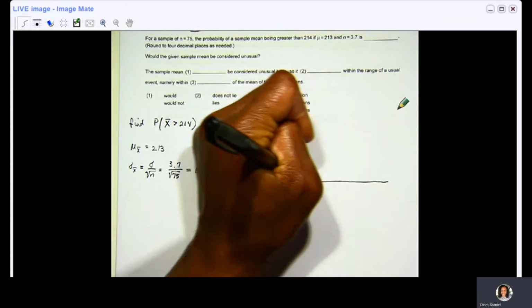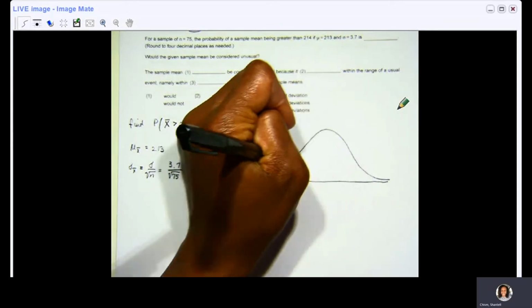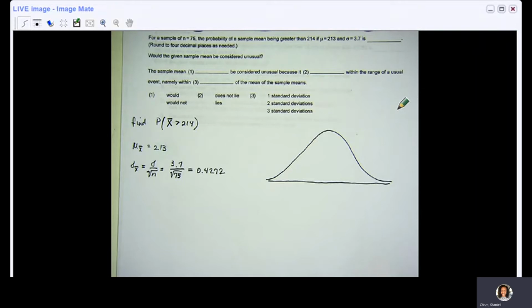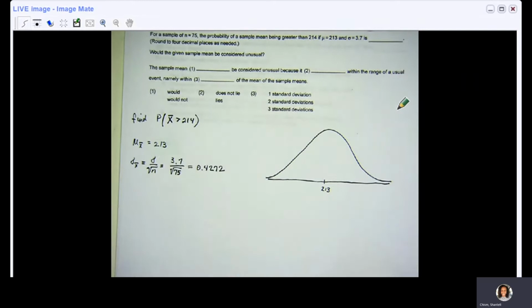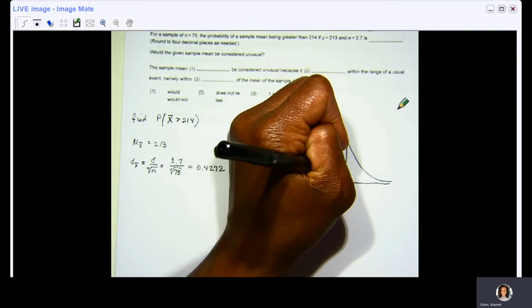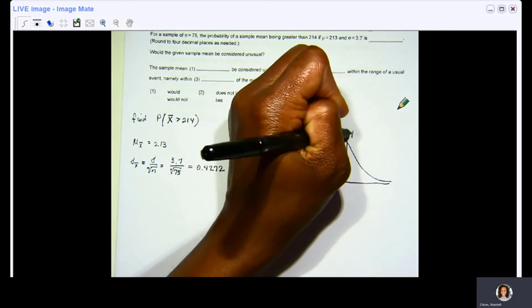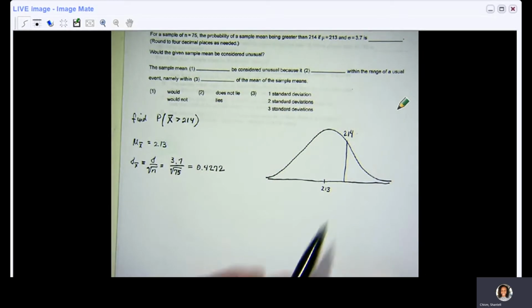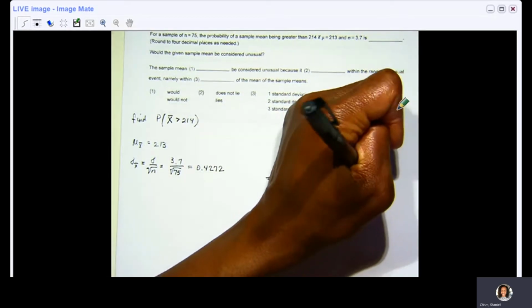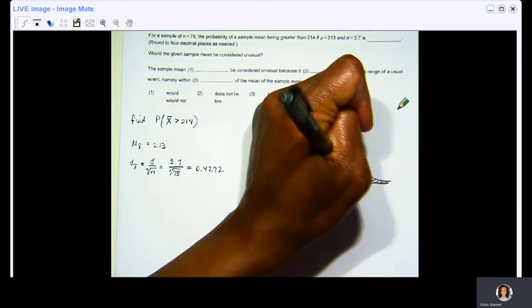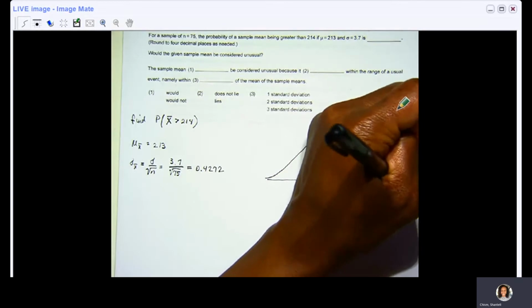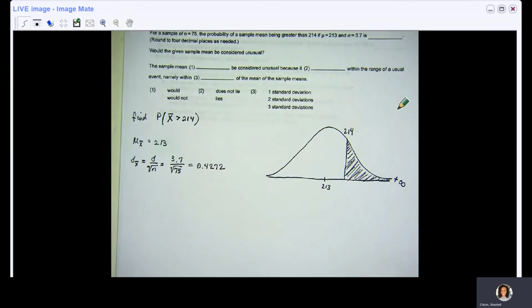Let's draw a picture. So the probability that x bar is greater than 214. Well, your mean is 213, so I'm going to put that at the center. 214 is a little bigger than that, so I'm going to put it to the right here. And we want the probability that x bar is greater than 214, so that means I'm shading to the right, out to this right tail end, which is approaching positive infinity.